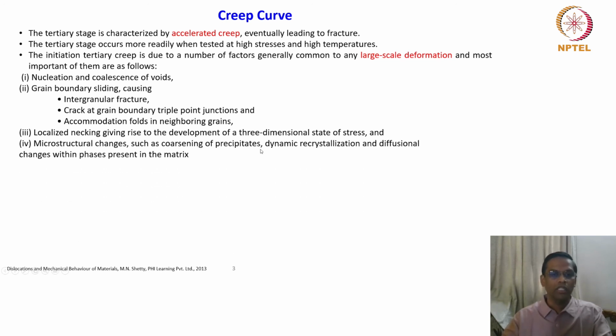Microstructural changes such as coarsening of precipitates, dynamic recrystallization, and diffusional changes within the phases present in the matrix. So it is not just the above features, but the microstructural changes also will accompany this tertiary creep, such as coarsening of precipitates because of the very high temperatures we are talking about, or even strain-induced precipitation will take place. Dynamic recrystallization, because we know what dynamic recrystallization is, and diffusional changes, because it's very high temperature within the phases, all will contribute to this tertiary creep.